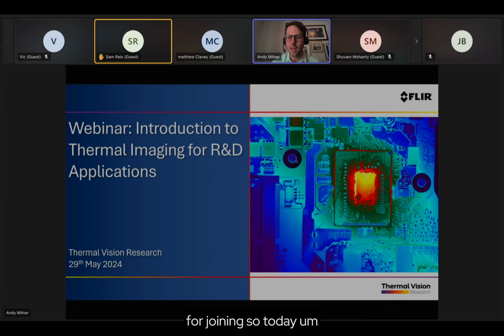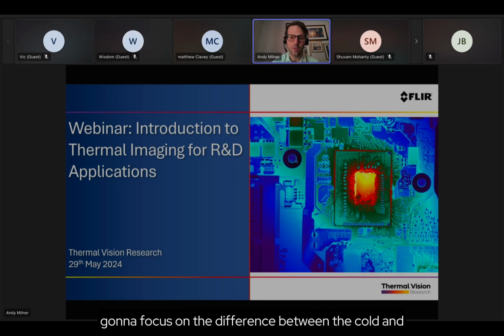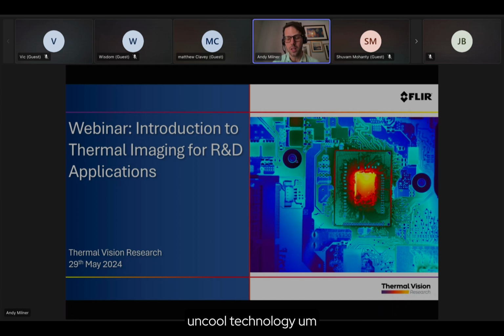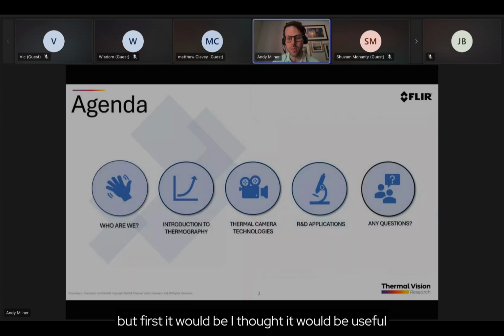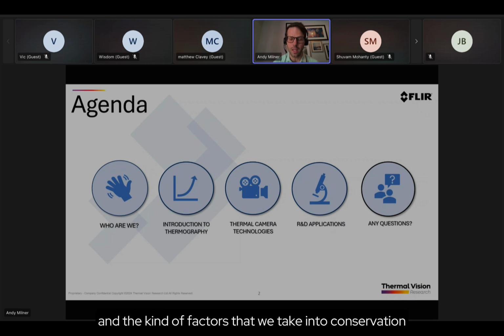So today, the first webinar, I say, is going to focus on the difference between the cooled and uncooled technology. But first, I thought it would be useful just to go back to basics with what we're talking about when we're talking about infrared and temperature measurement, and the factors that we take into consideration before we get to uncooled.